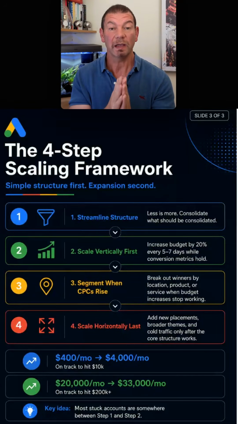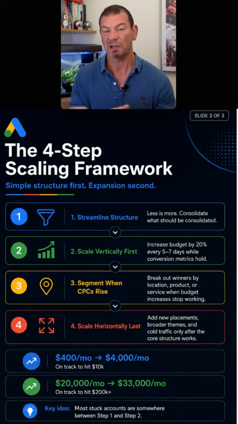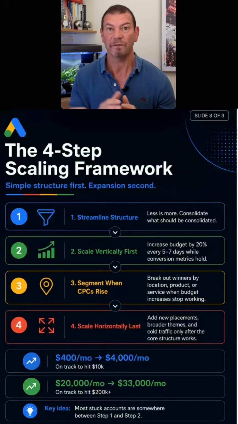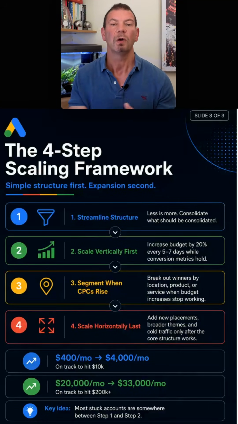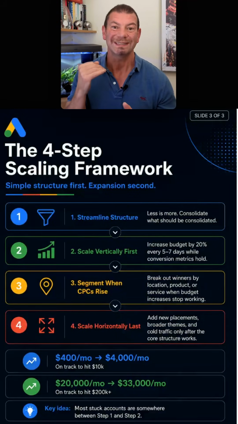So streamline your campaigns, which just means if you've got 8, 9 campaigns, the chances are you only need 1 or 2 campaigns. So consolidate what you have and just focus in on the 1 or 2 campaigns that are working. Once that's getting your results, whether that be lead generation or e-commerce, then you can look to scale vertically.